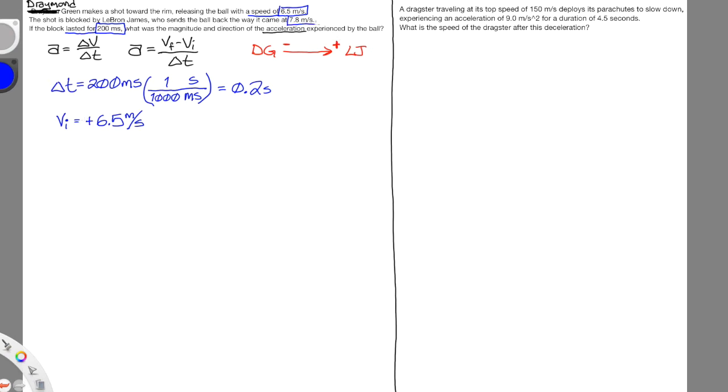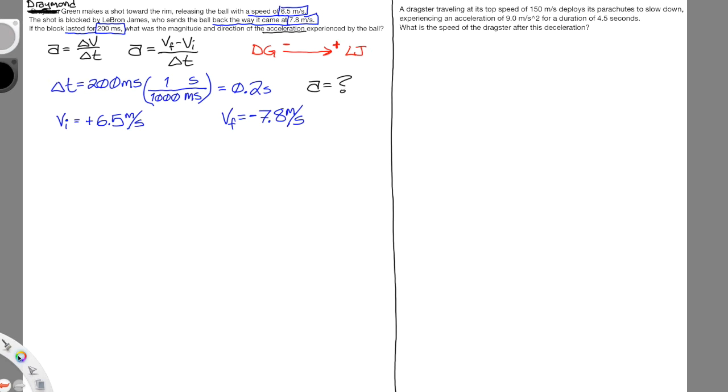The last number we have is 7.8 meters per second. That's the speed after the block, so that's going to be our final velocity, or at least our final speed. But this sentence up here, LeBron James sending the ball back the way it came, is important. Because this ball after the block is traveling from LeBron James towards Draymond Green, which is the direction we chose for negative. So we have to put that negative on v_f or our math is not going to work out. And then we have our unknown variable, our acceleration that we're trying to find.